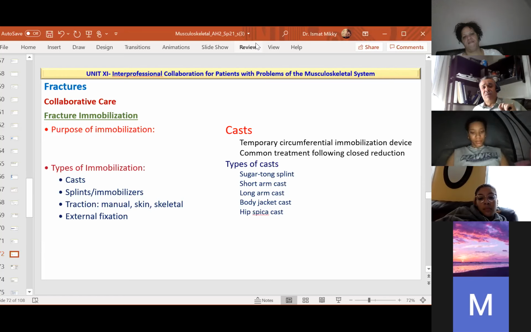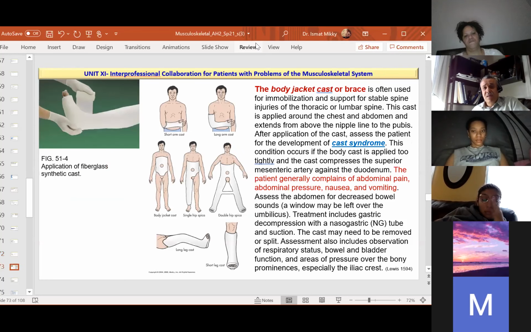Now, the purpose of immobilization is to prevent further injury, to promote healing and circulation, and to correct deformity. There are different types of immobilization. As I said: cast, splint, brace, traction, external fixation. Cast, like this.